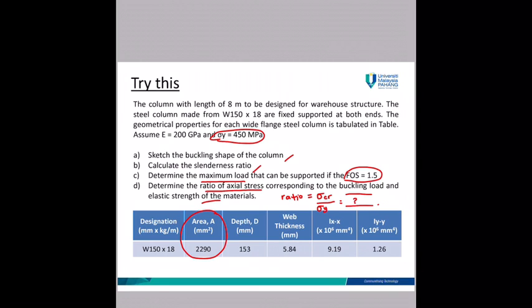The area is given. IXX and IYY also is given. In here, if you look at the column that we analyze is a column without brace. We have another type of column which is braced column. Here is an unbraced column. In the second part of chapter 9, we will discuss how to analyze a braced column. Thank you.